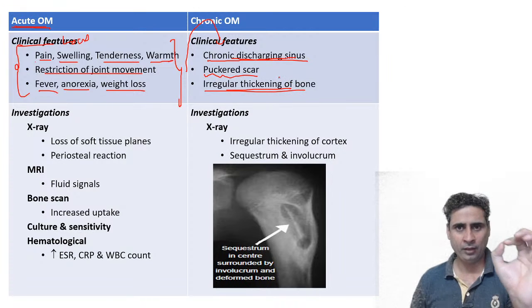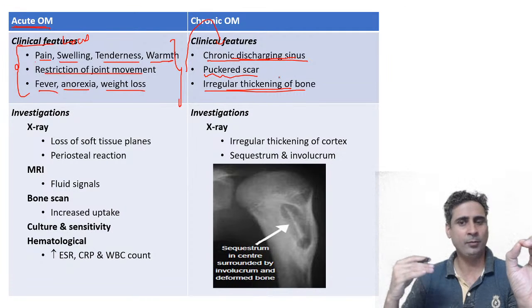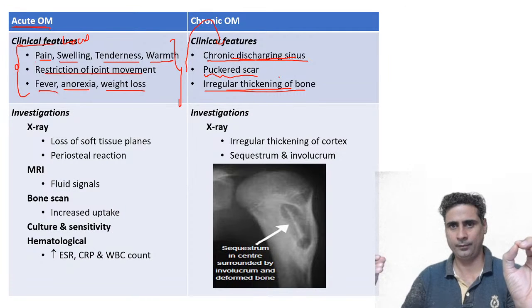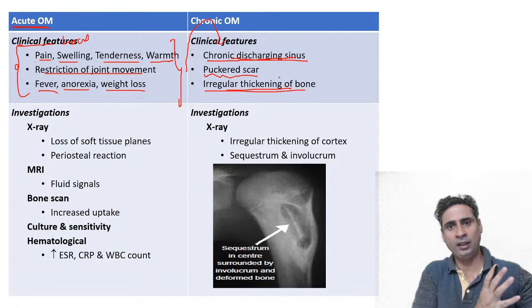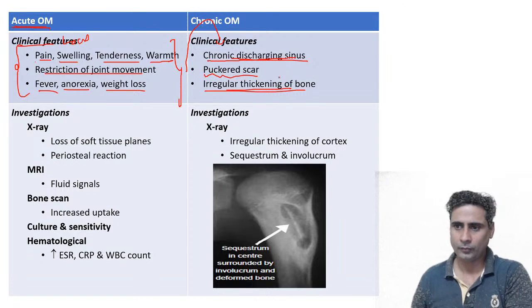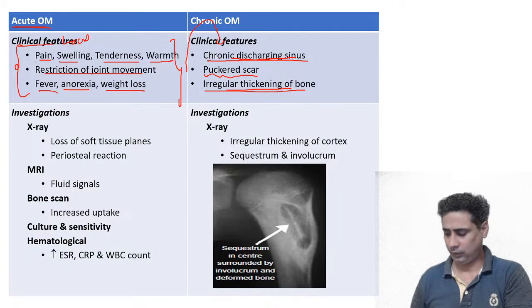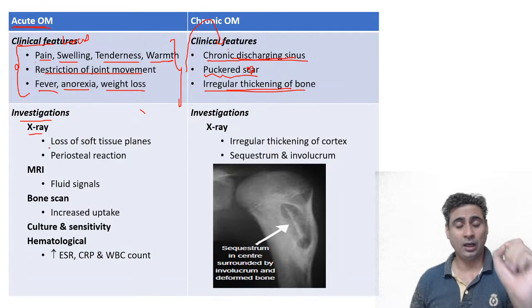Pain will be minimal as pus is continuously coming out. For the same reason, there will be no signs of inflammation. So acute osteomyelitis, all signs of infection and inflammation. Chronic osteomyelitis, continuously draining sinus. On investigation, the first investigation we usually do is an X-ray. In acute osteomyelitis, the earliest X-ray finding will be loss of soft tissue planes.